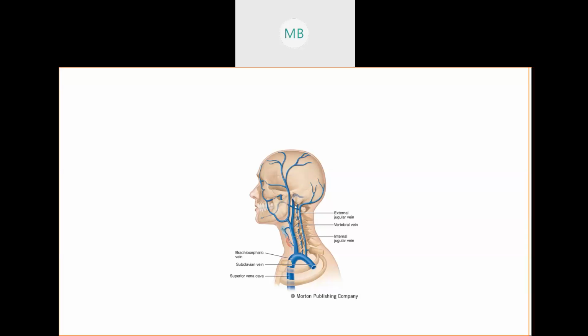And there you have it. Your internal jugular keeps going down. You have an external jugular. Everything is going to meet. And then you have a brachycephalic vein, which is where your jugulars and your subclavian veins meet. And then that dumps into your superior vena cava, going back down to your heart. You can also see the vertebral vein looping in and out of your vertebra.